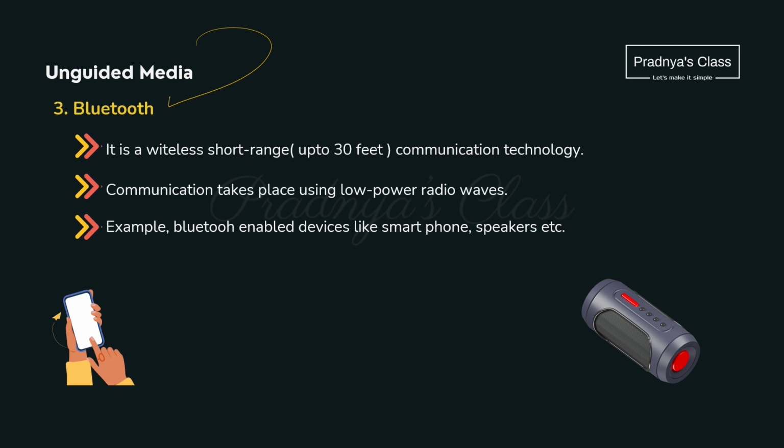Here is the last unguided media, that is Bluetooth. It has short range up to 30 feet. Here are some of the examples for Bluetooth: smartphone and speakers. It is a radio wave with low power.